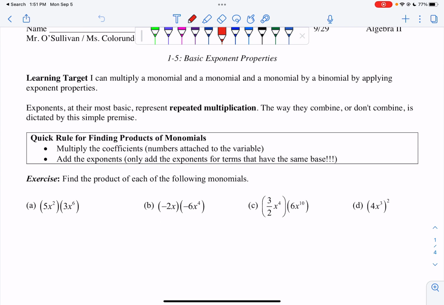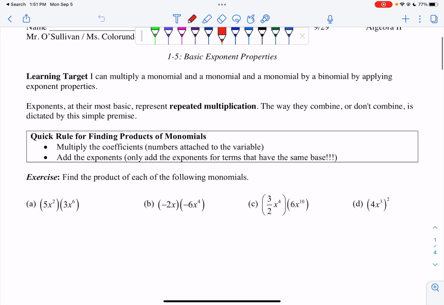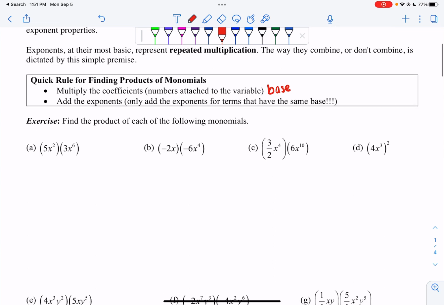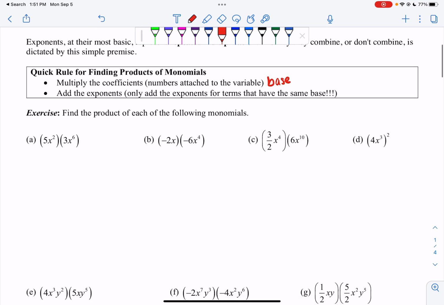So exponents at their most basic just represent repeated multiplication. So whenever you hear the word exponent, I just want you to think of multiplying all the time. The way they combine or don't combine is dictated by this simple premise. So the quick rule for multiplying things that contain exponents is: multiply your coefficients, which are the numbers attached to your variable, or your bases, and then add the exponents, or only add the exponents for terms that have the same base. So for instance, if I have an x and a y, I'm not going to add my exponents. I'm just going to leave it as an x and leave it as a y.